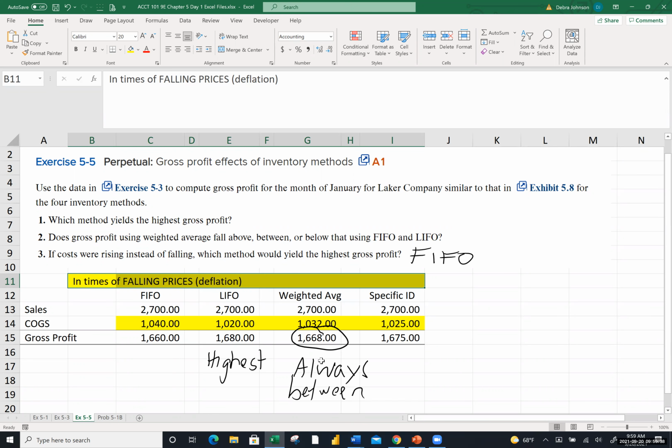I've seen it creep up, but FIFO is still the one that's used by most companies today, the last trends and techniques that I looked at. You'll get the specific ID, but it's just a small percentage of the companies that sell those very large dollar items like cars. Good to know. Samir, I hope that helped answer it.